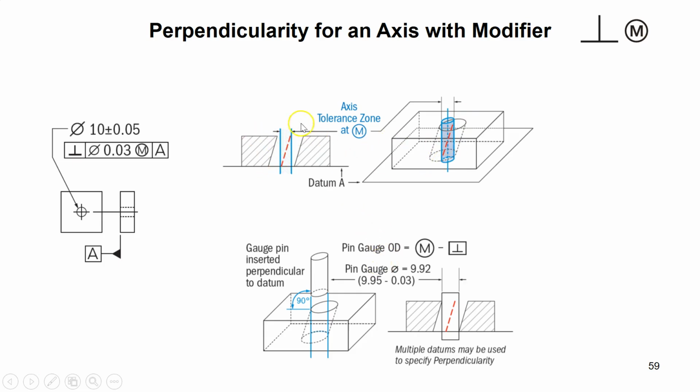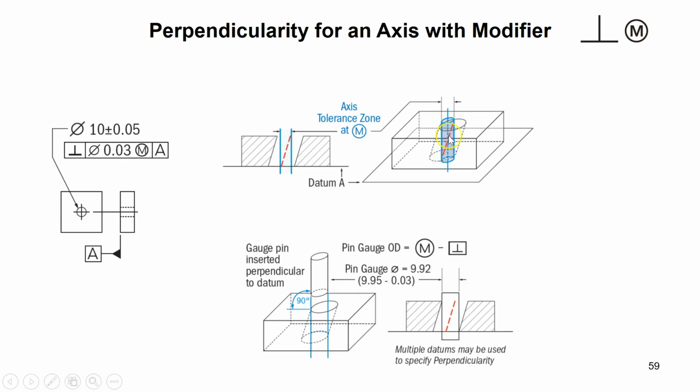If the hole was made perfectly perpendicular to A, then what is the size that you need for the pin? Well, it has to be at or equal to the least material condition, the smallest hole, which is 9.95, right? At 9.95, or a few microns less than 9.95, the shaft will pass through the hole.